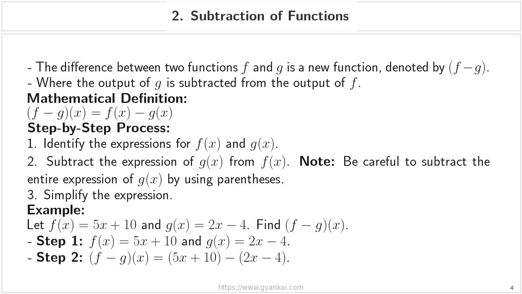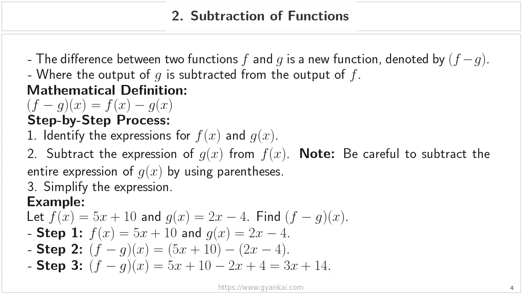We write the expression for f of x, then a minus sign, and then the entire expression for g of x inside parentheses. So it looks like open parenthesis 5x plus 10, close parenthesis, minus open parenthesis 2x minus 4, close parenthesis. In step 3, we simplify.